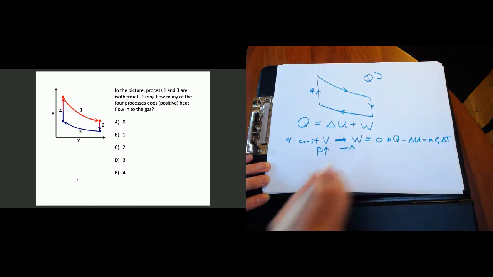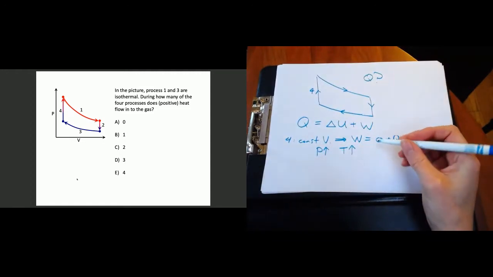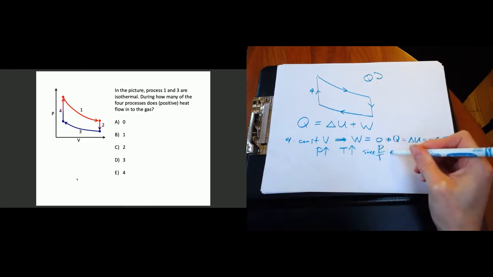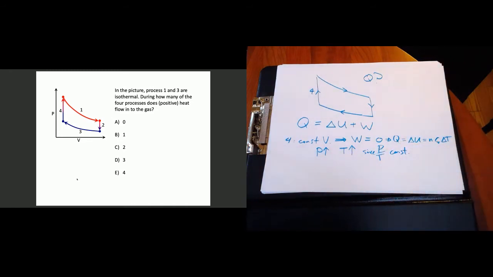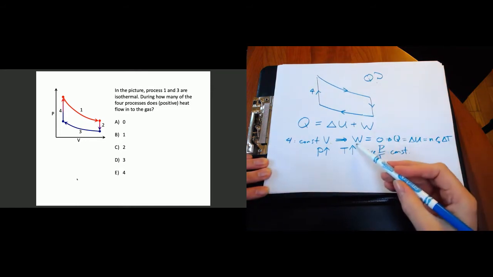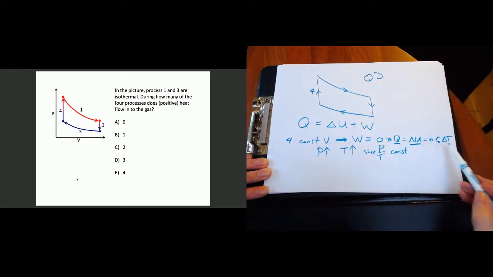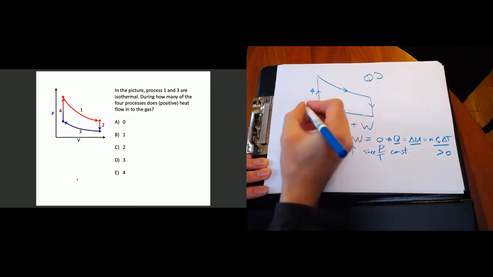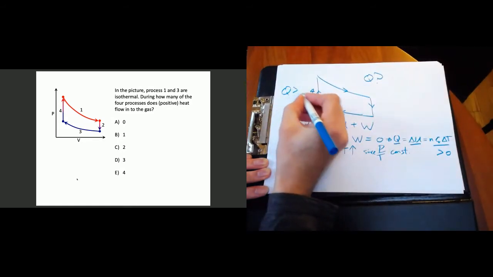temperature should be increasing because remember, pressure over temperature is constant for a constant volume process, right? So this is like our constant volume gas thermometer. Pressure is proportional to temperature. So we see that an increase in pressure means there's an increase in temperature. And so finally we conclude that Q is equal to delta U is equal to nCv delta T, which is greater than 0. So for process 4, Q is greater than 0.